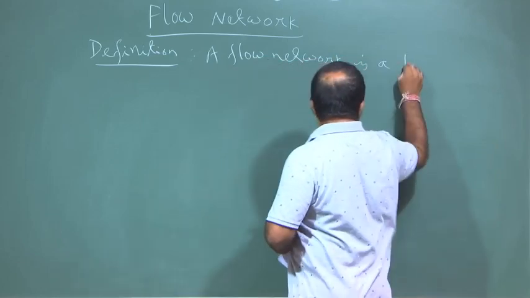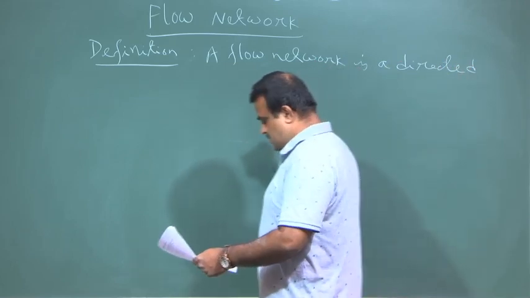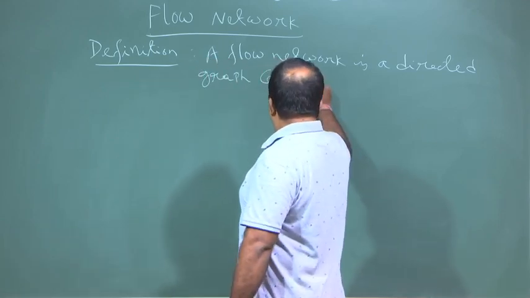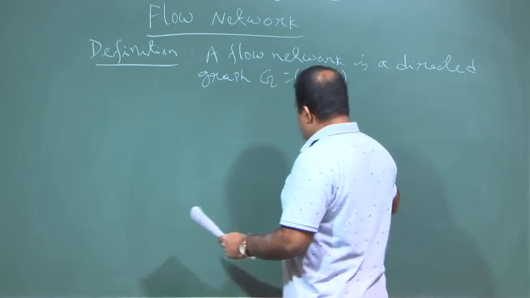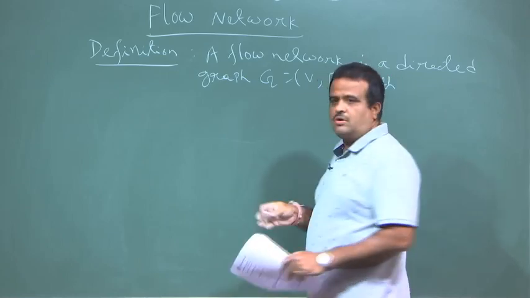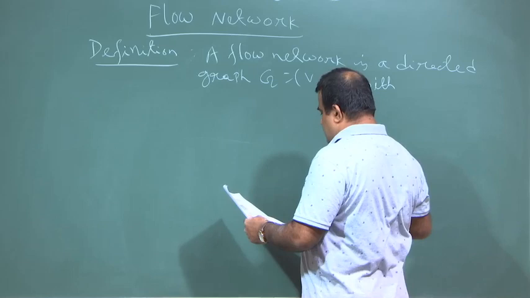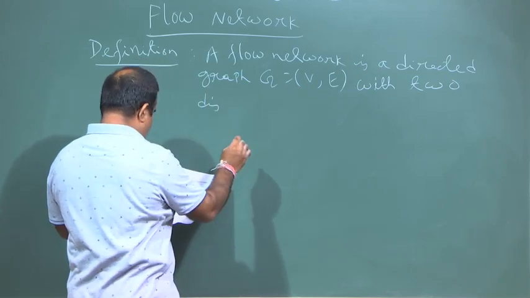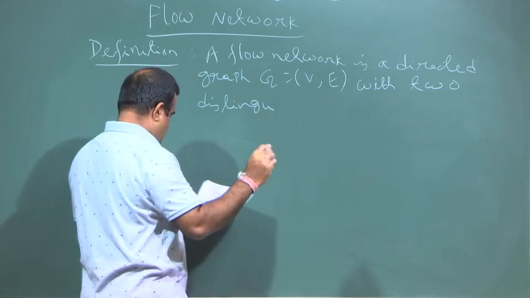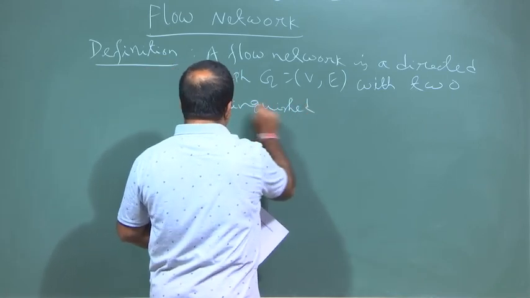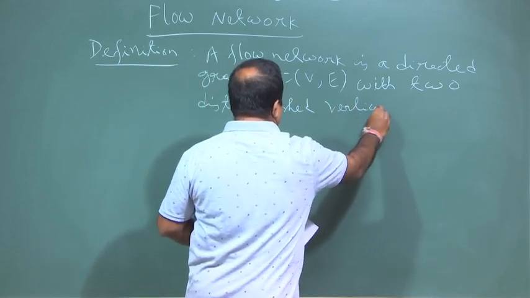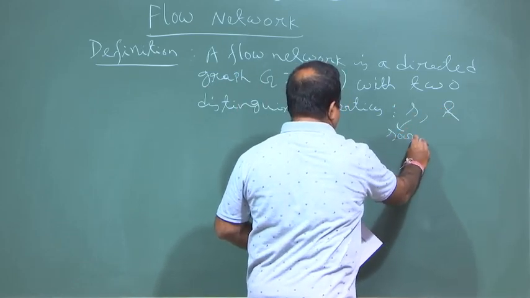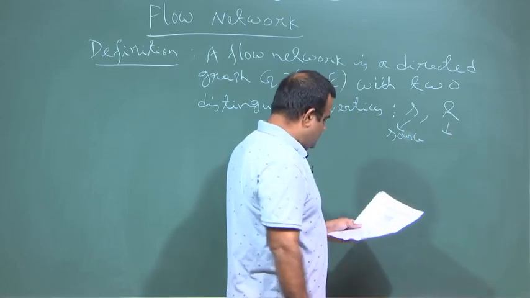A directed graph or digraph, directed graph G comma E, with two distinct vertices, distinguished vertices. One is called the source, another one is called the sink. These are vertices S and T. This is called the source, S, and this is called the sink.